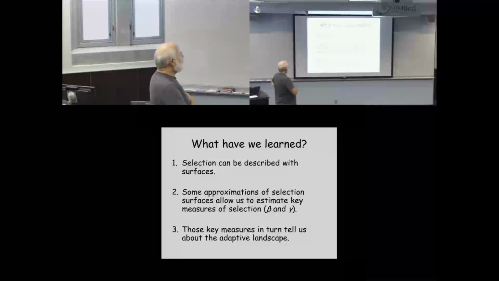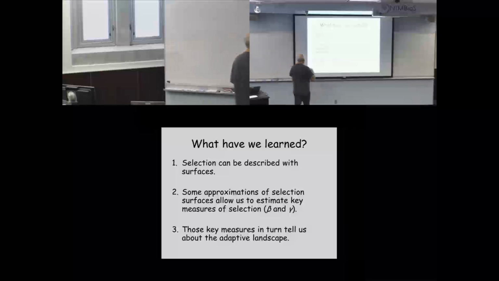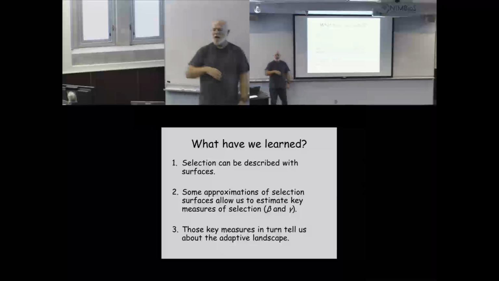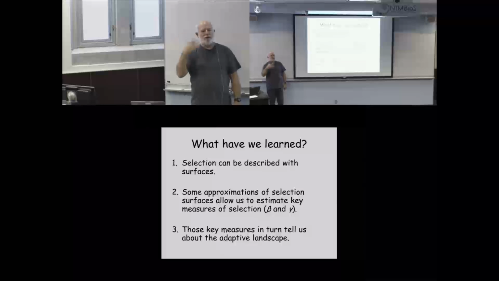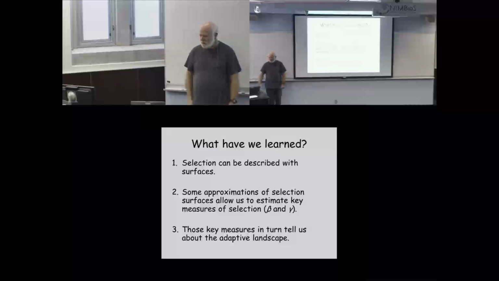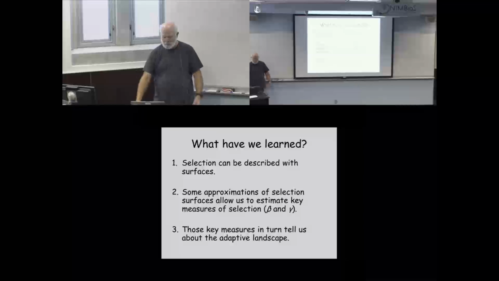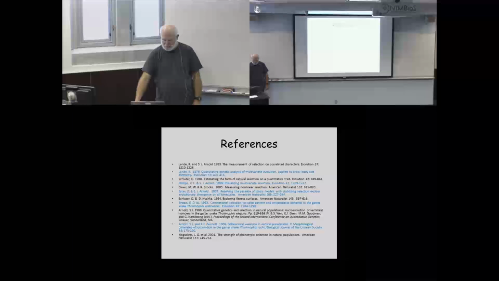Okay, so some approximations of the true selection surface allow us to estimate key measures of selection. And I argued today that those key measures are beta and gamma. And they're key for a number of reasons, but in particular, they give us this little window on the adaptive landscape, which is going to be the surface that's going to concern us when we're interested in evolution across a generation or two, and especially for long periods of time. And we'll talk about that in a lecture coming up later.